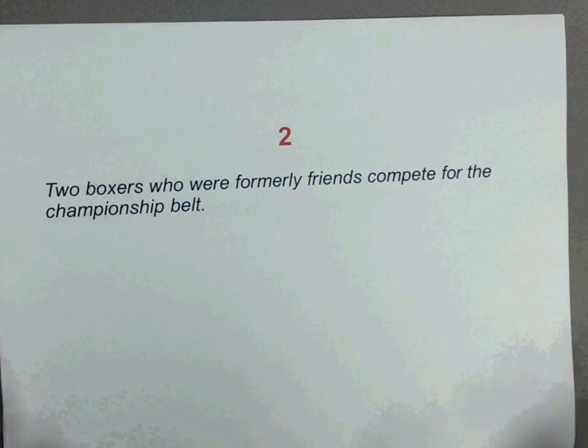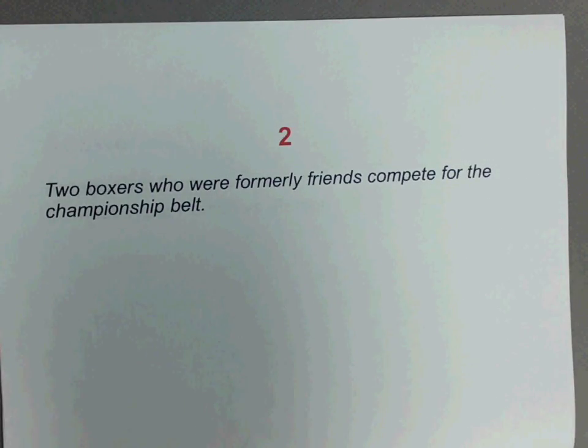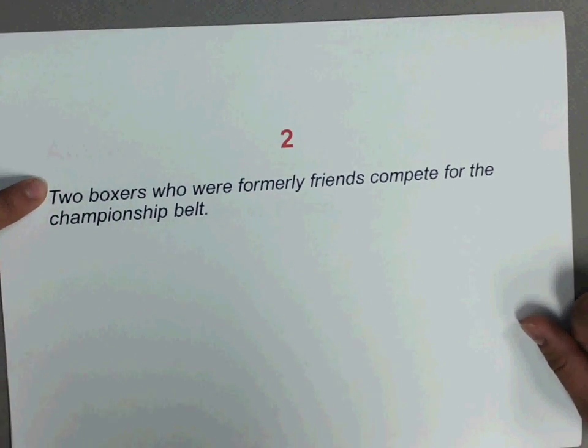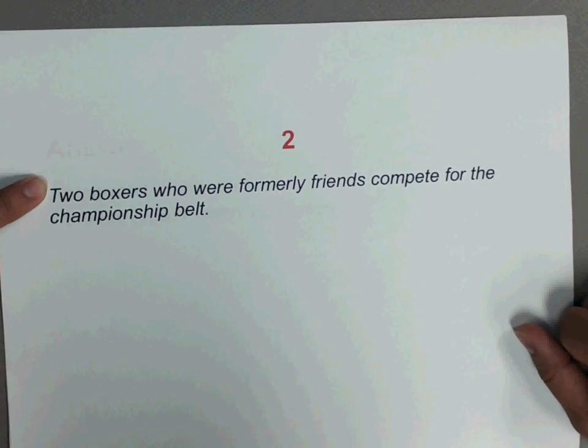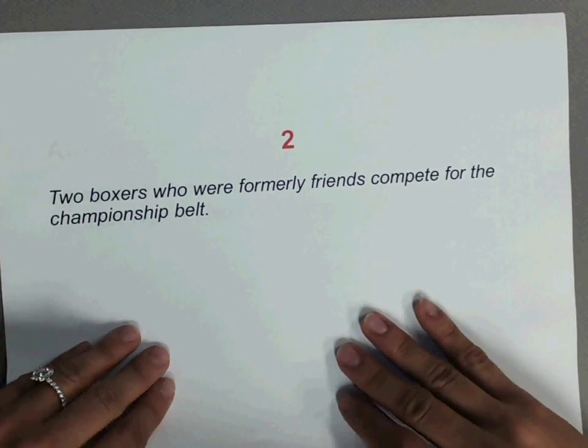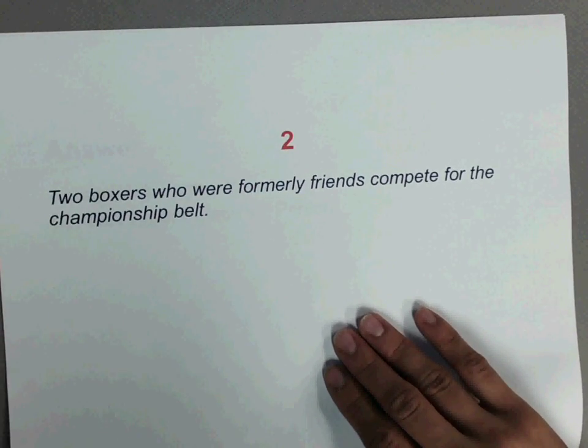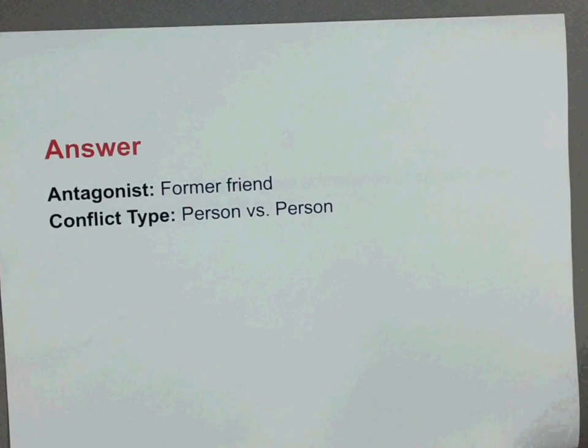Our next example. Two boxers who were formerly friends compete for the championship belt. So we have two boxers. One boxer is the protagonist, one boxer would be the antagonist. So that would be person versus person.